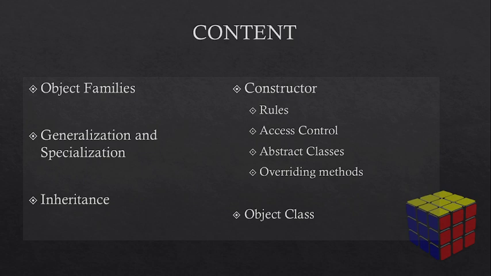So these are the topics that we'll be discussing. The first is object families, and second is generalization and specialization. I think you've already heard of this before. And then next is the basics of inheritance. And then when creating classes or your subclasses, we have some rules, access control, and other things that we need to consider, specifically for a constructor. Then last, we will discuss what an object class is. So this is specific to Java programming.